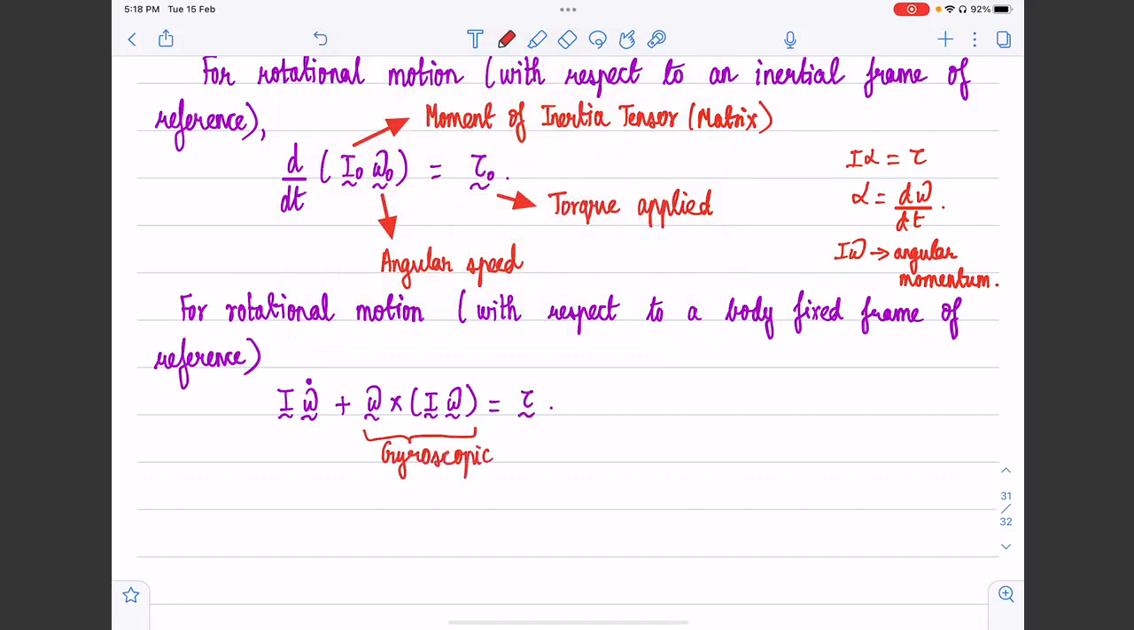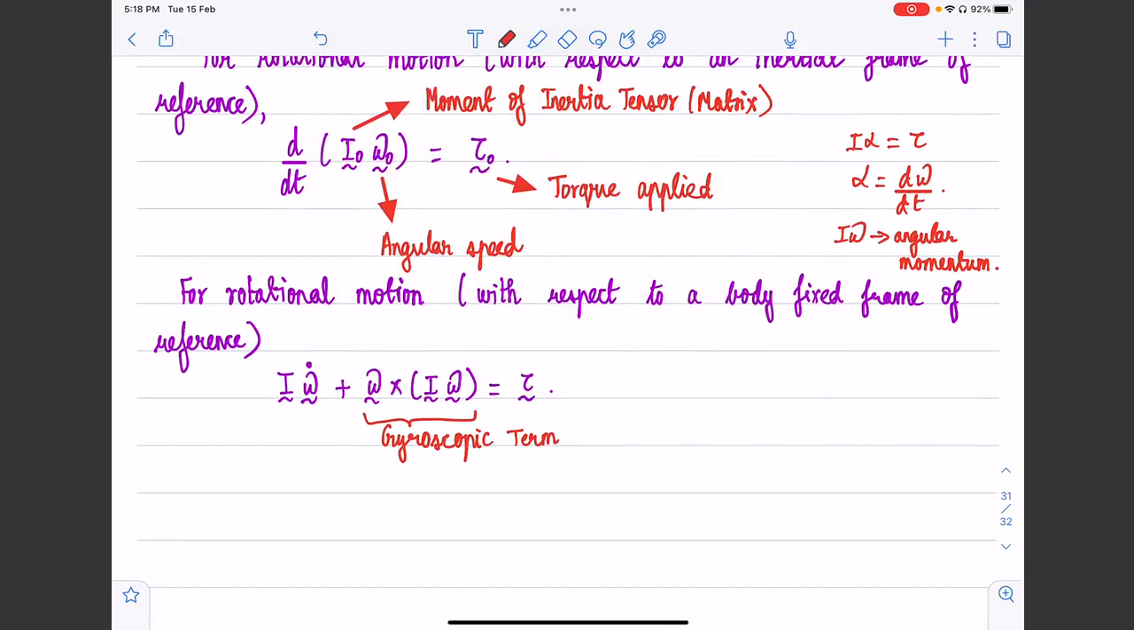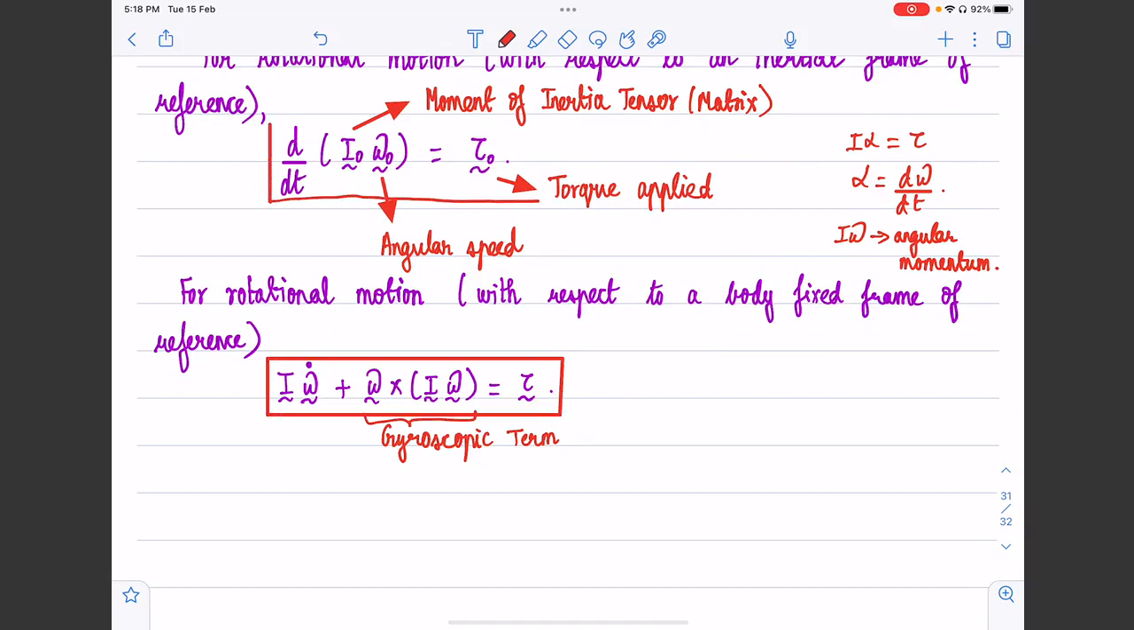I'm just writing all the equations in 3D, for general motion, so that we can always derive specific cases from general equations of motion. This is the important governing equation for rotational motion that we will be using whenever we write the equation with respect to a non-inertial frame of reference. When we write equations for rotational motion with respect to an inertial frame of reference, we will be using the one that I wrote down above, this particular equation.